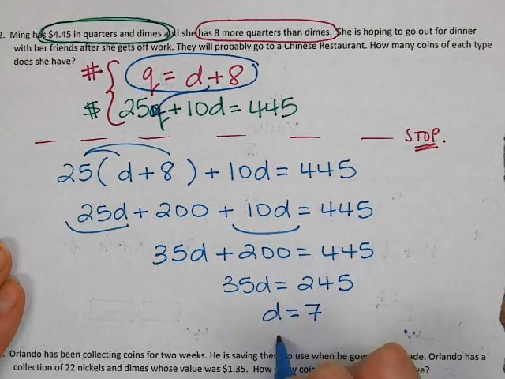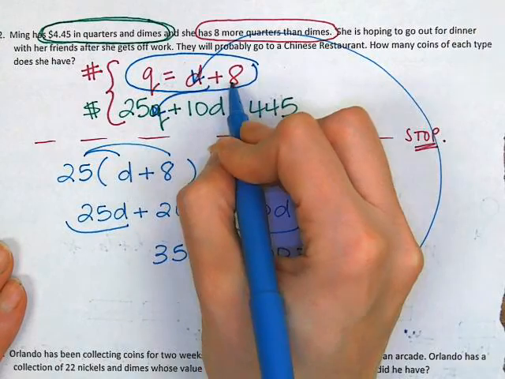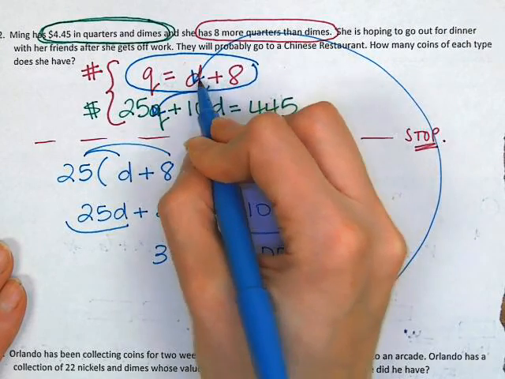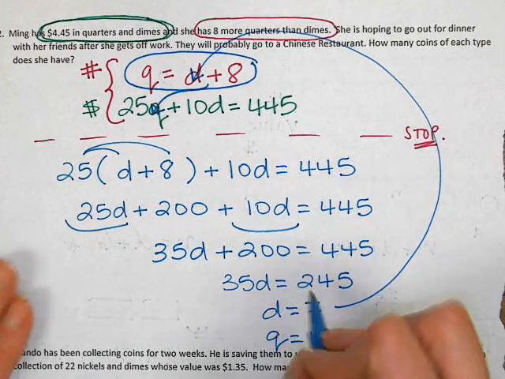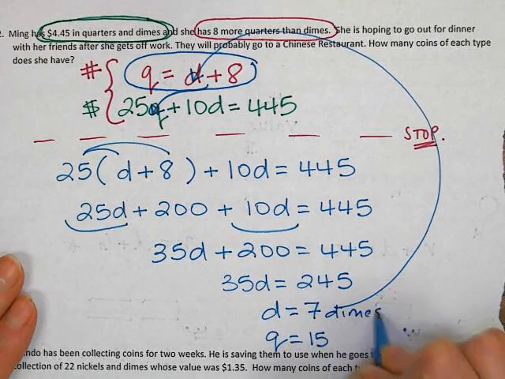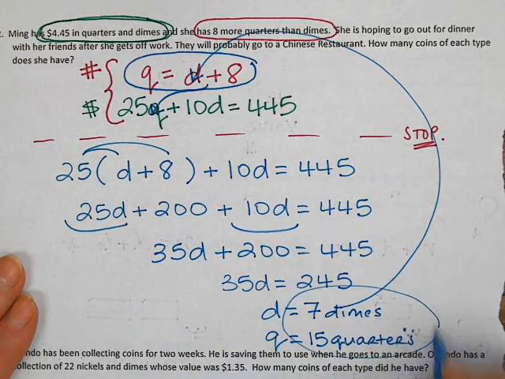And then if you plug it back in to get quarters, let's see, I'm going to use this one. Quarters is going to be 8 more than dimes. So 8 plus 7 is 15. Okay, again, word problem, let's put units. 7 dimes and 15 quarters. That would be your final answer.